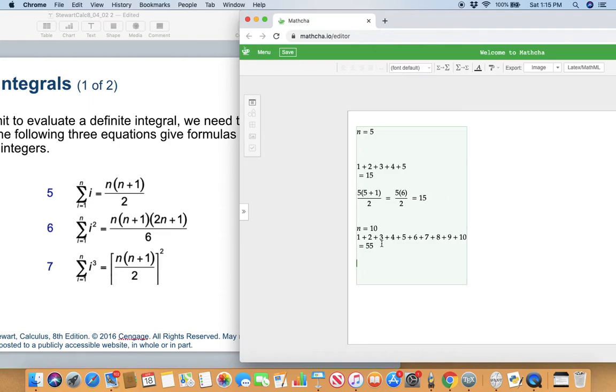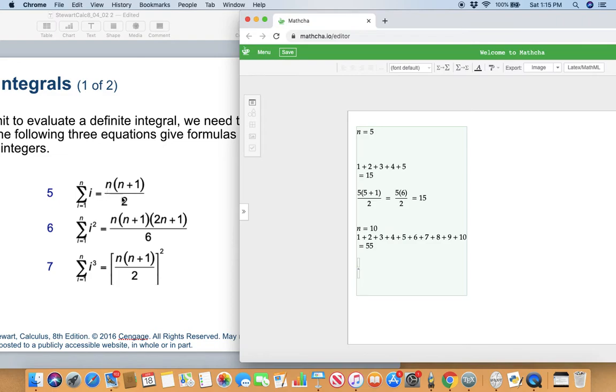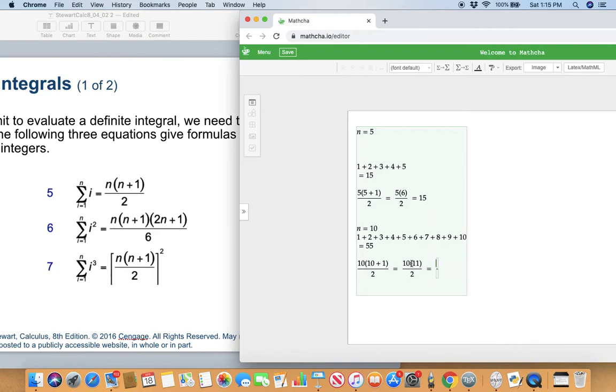Whereas the formula, I'm looking at the fraction. n is 10. 10 times (10 plus 1), the whole over 2, which is the fraction 10 times 11 over 2. 2 goes in, I don't need a fraction anymore. 2 goes in 10 5 times. 5 times 11 is 55.